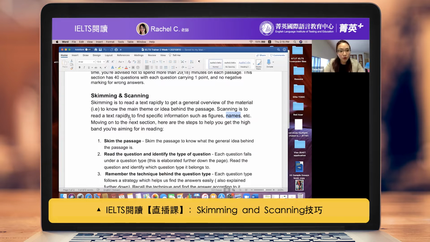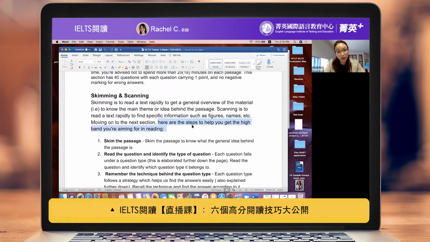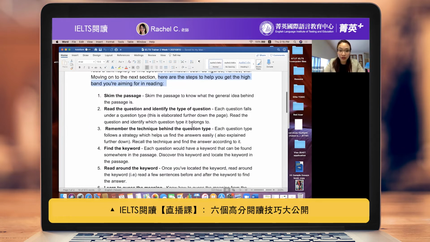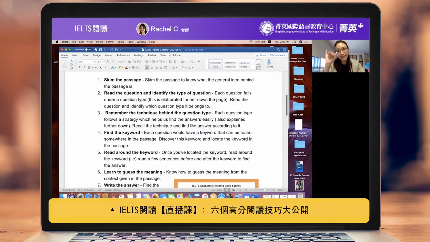Right. Moving on to the next section, so you do get a high band if you're aiming for it in reading. You just have to repeat the process. The process up to here takes about 6 different stages, but I would suggest that if you can remember it, it will be spontaneously implanted into you. The first is to skim. It means you read the article very fast and you get a general idea about what it talks about.